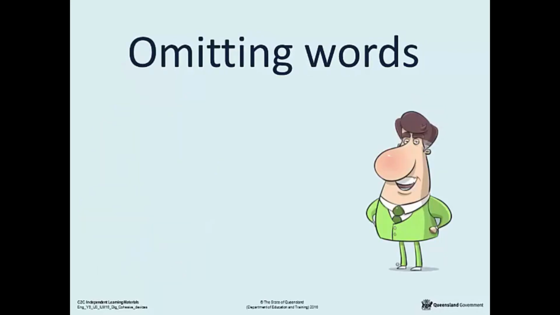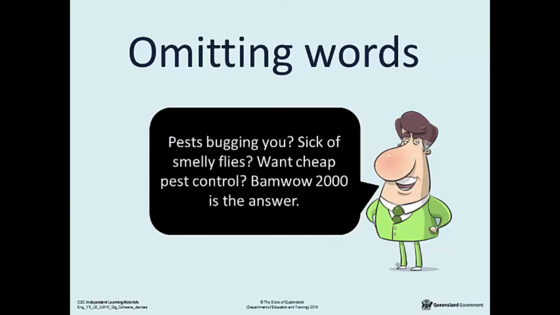Omitting words gets rid of words that aren't important, so the reader has less to read. What example has Pete got for us now? Pests bugging you? Sick of smelly flies? Want cheap pest control? BAM-WOW 2000 is the answer.